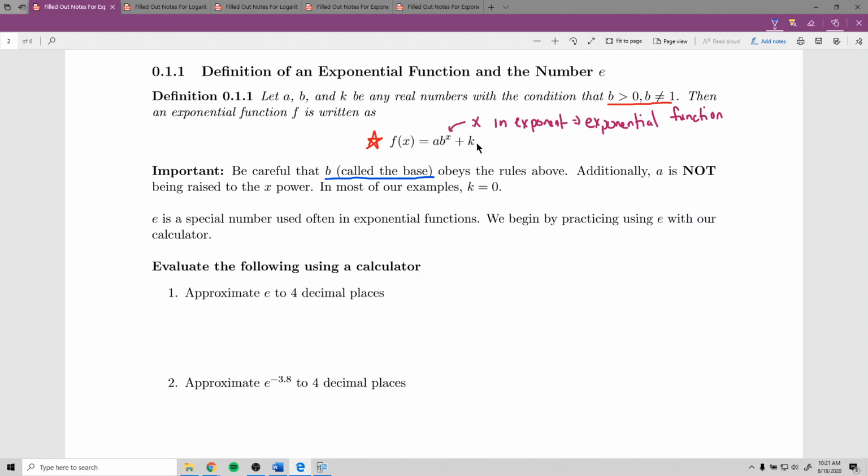The reason it has to obey the rules above is to make sure that it has domain of minus infinity to infinity. And the reason it can't be 1, normally it could be 1 and that's fine. The negative numbers are what's bad. The reason we like it to be not equal to 1 is because if b is 1, then it's not a one-to-one function. So we want it to be a function that has domain negative infinity to infinity and one-to-one.